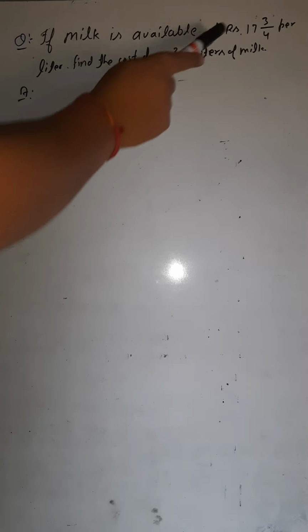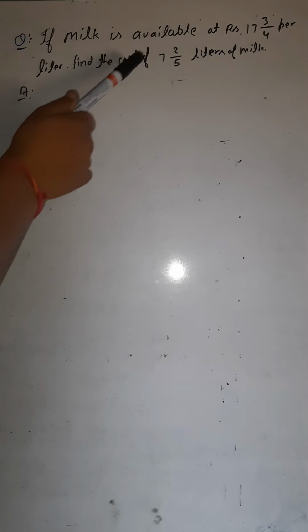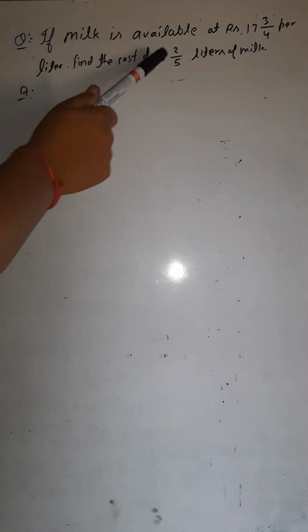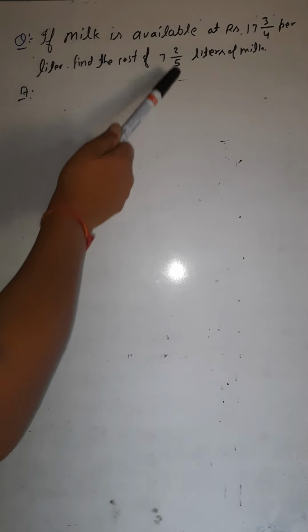Now here the next question. Question is, if milk is available at rupees 17 whole 3 by 4 per liter, means the cost of 1 liter milk is this much. Are you getting this? Cost of 1 liter milk is this much. Find the cost of 7 whole 2 by 5 liter of milk. Means you have to find out the cost of this much milk. Per liter means 1 liter. Cost of 1 liter milk has been given to you as 17 whole 3 by 4. Now you have to find out the cost of 7 whole 2 by 5 liter of milk.